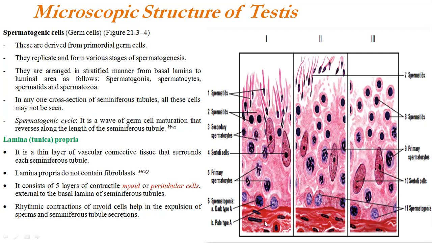Now coming to the lamina propria or tunica propria, which is a thin layer of connective tissue that surrounds each seminiferous tubule, as I am showing you here. It does not contain fibroblasts. It consists of 5 layers of contractile myoid or peritubular cells external to the basal lamina. This is our basal lamina, and outside the basal lamina we have myoid or peritubular cells. Rhythmic contraction of these myoid cells helps in expulsion of sperms and seminiferous tubule secretions.